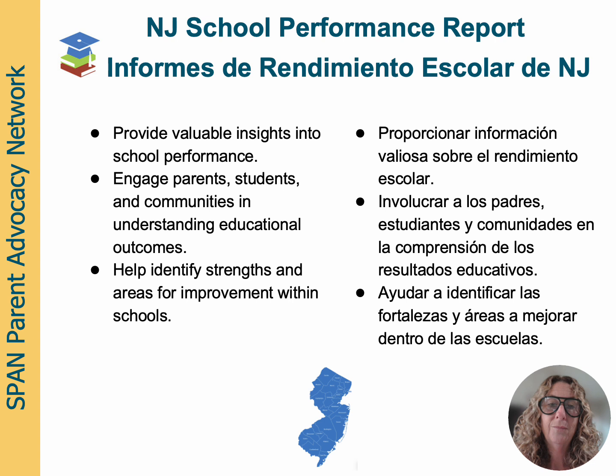The first report I want to talk about is the New Jersey School Performance Report, which can be found on the New Jersey Department of Education website. The New Jersey Annual School Performance Report provides valuable insights into school performance, engages parents, students, and communities in understanding educational outcomes, helps to identify strengths and areas for improvement within schools. And it provides specific information such as school and district overview, demographic information, student growth, academic achievement, college and career readiness, graduation and post-secondary information, school climate and environment information, staff information, school accountability, and then there's a section on school and district narrative information.